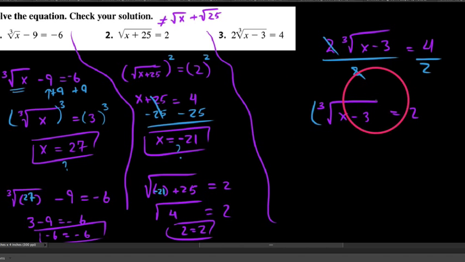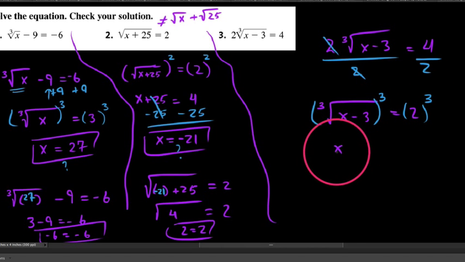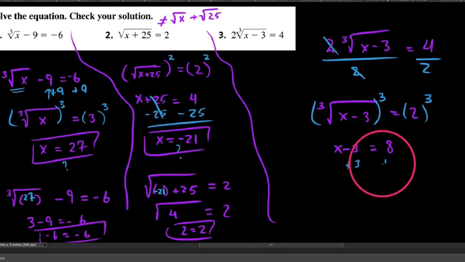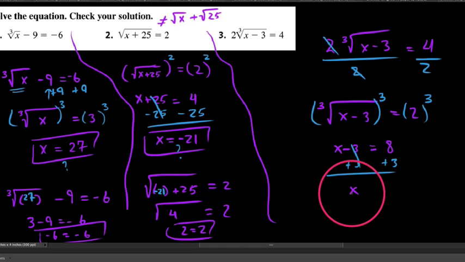So let's go ahead and exponentiate both sides, this time to the power of 3. So we get x minus 3 on the left. On the right side, 2 cubed is 8. And if we were to add 3 to our 8, we would definitely get 11.